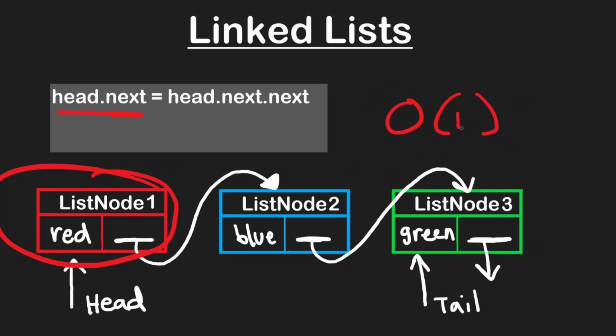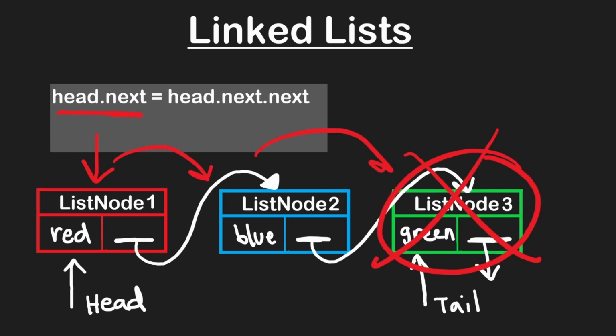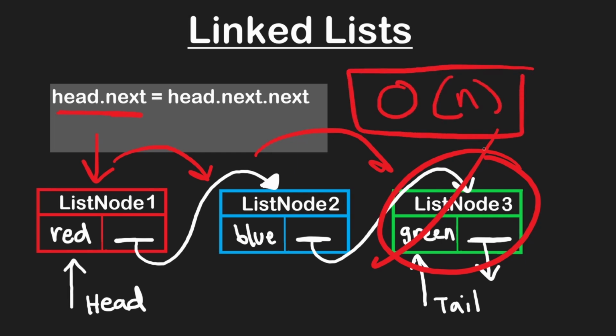But in the general case, if we wanted to, let's say, delete an arbitrary element in the linked list, we would first have to start at the beginning of the linked list and then follow the pointers until we found the element and then remove it. So practically speaking, to remove an element, it can still take big O of n time if we have to search for the element.